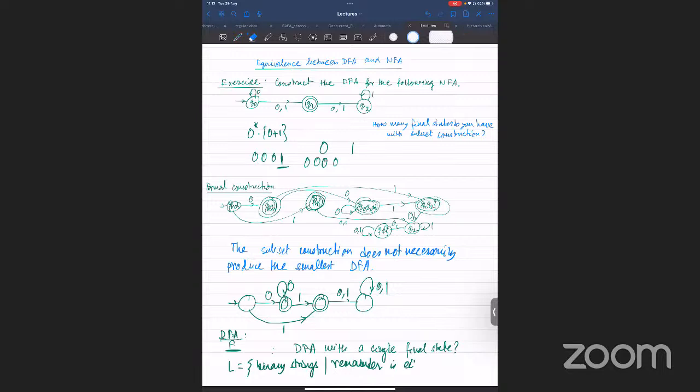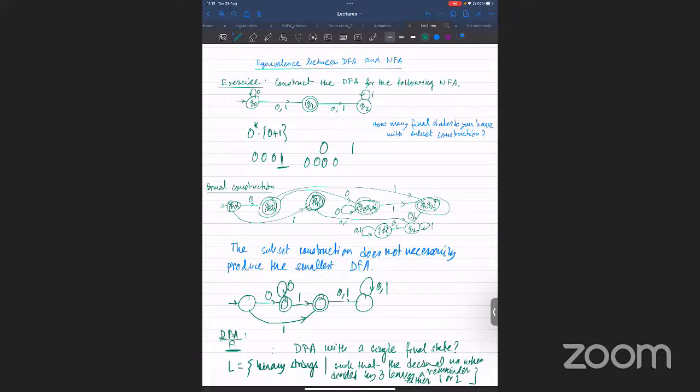Okay, so you consider the decimal. You consider the corresponding decimal, right? So binary strings such that the decimal number when divided by 3 leaves a remainder of either 1 or 2, let's say.